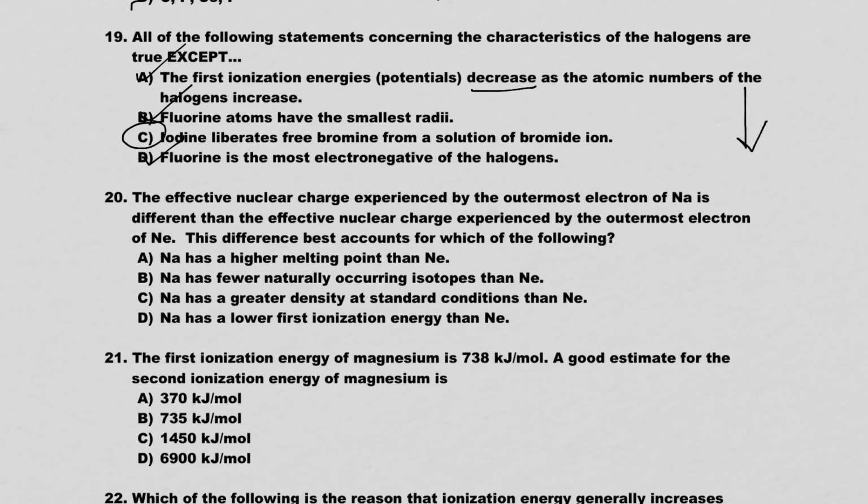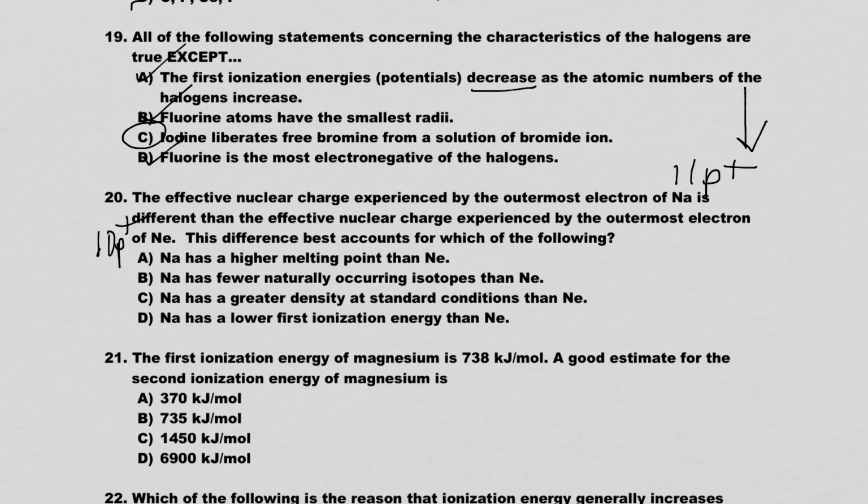Looking at 20, we're talking about effective nuclear charge. So again, we think about protons here. The effective nuclear charge experienced by the outermost electron of sodium, so I'm thinking of sodium. Sodium has 11 protons, is different than the effective nuclear charge experienced by the outermost electron of neon. Neon has 10 protons. So we're talking about how the number of protons attracts the outermost electrons, which we call valence. The difference best accounts for which of the following?